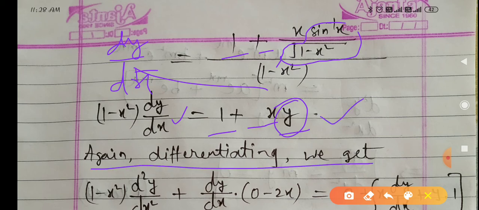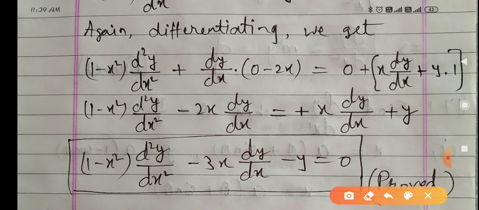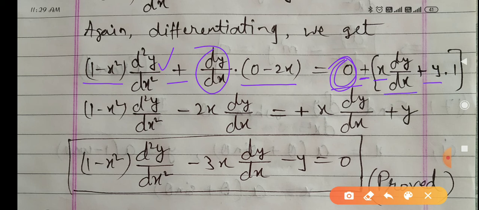Again differentiating, we get 1 minus x square same, the differentiation of dy upon dx is d2y upon dx2, plus, keep in mind, I am applying the uv rule. So 1 minus x square same, differentiation of dy upon dx is d2y upon dx2, plus dy upon dx same, differentiation of 1 minus x square is 0 minus 2x, equals the differentiation of 1 which is 0, plus x same, differentiation of y is dy upon dx, plus y same, differentiation of x which is 1.